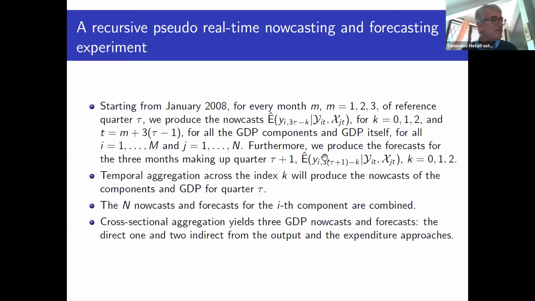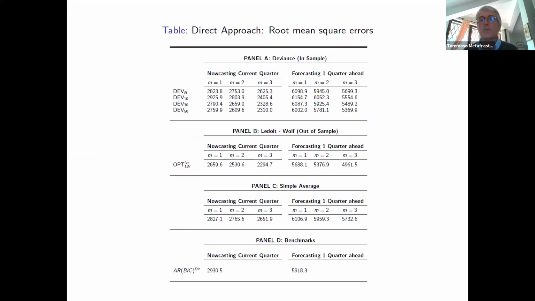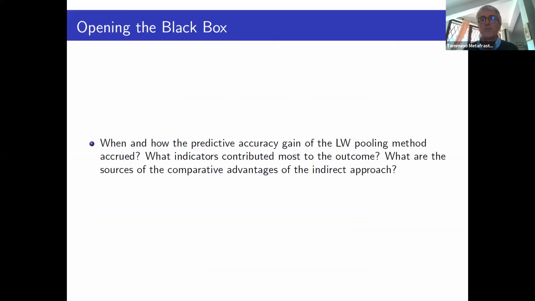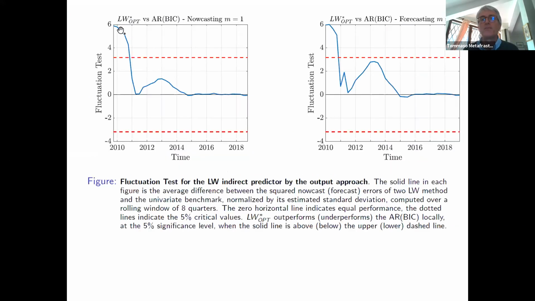And perhaps I have very little time here. So let me tell you what the story is. The story is the indirect approach from the output side outperforms the other methods, and it outperforms the benchmark. And we have a wealth of information to assess what drives this result. Why do we have a prediction accuracy gain from using the indirect output approach? Well, first of all, the gains are mostly obtained during the Great Recession and the sovereign debt crisis. And we can break down the contribution and have a variable importance measure.